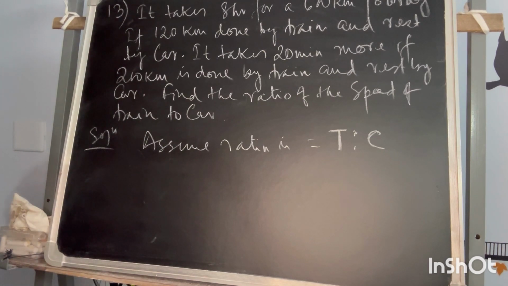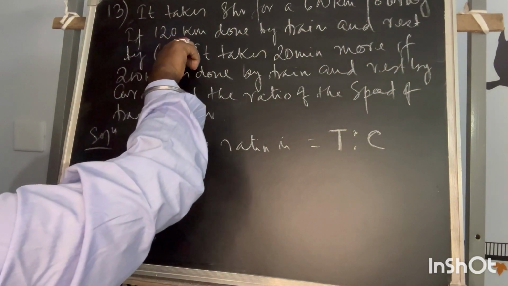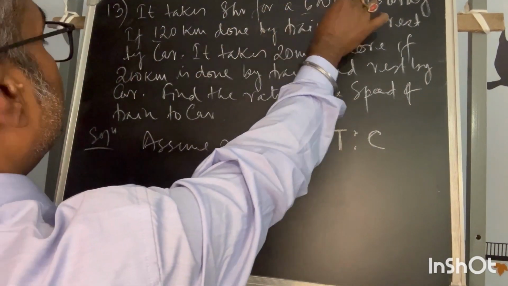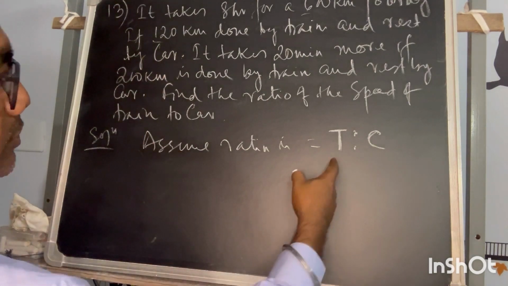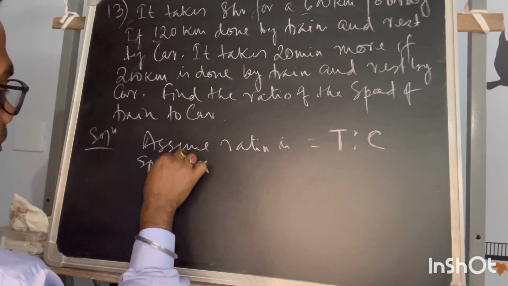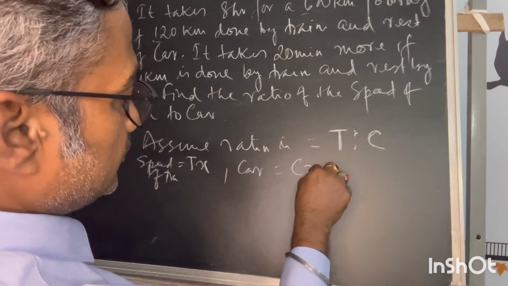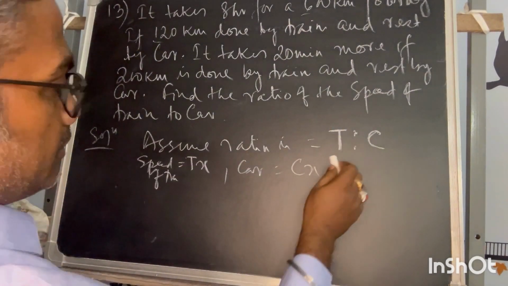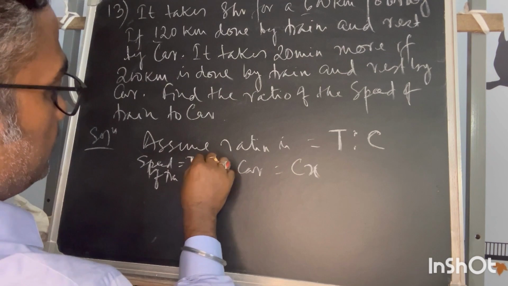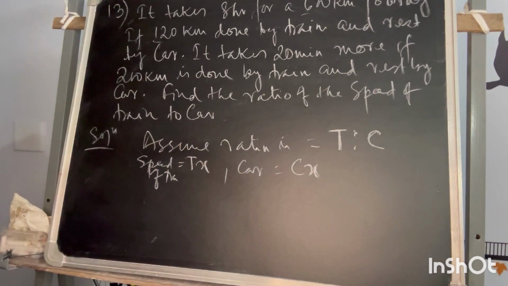Okay. Now it takes 8 hours for a 600 kilometer journey if 120 kilometers are done by train, and the rest, for 600 it is 480 kilometers, done by car. So their speeds are tx for the train and cx for the car, because there must be one common multiple. I am taking it as x. Multiplying with x gives the speed of the train, and multiplying x with c gives the speed of the car.